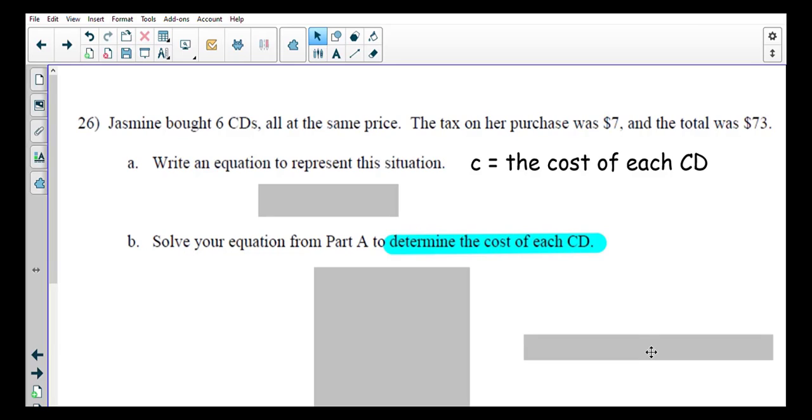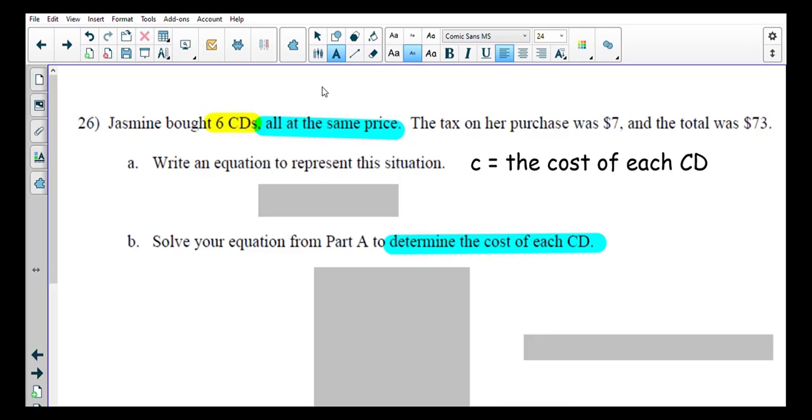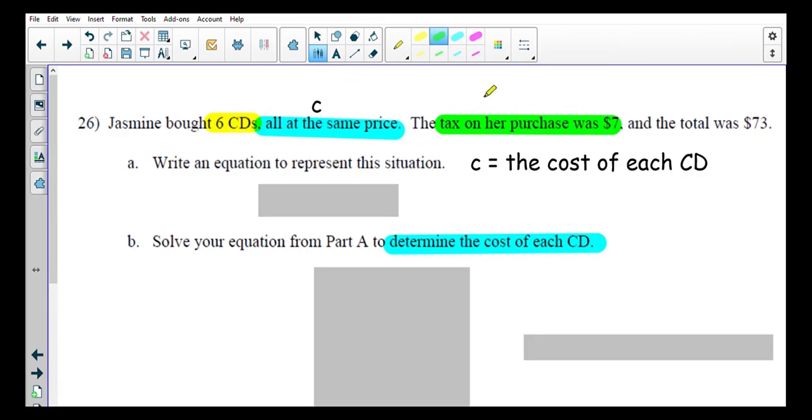Now, to write an equation to represent this, we know that she's purchasing 6 CDs, and they're all the same price. Well, keep in mind that C represents the cost or price of each. We also know that the tax on her purchase was $7. So that's what's going to be added on to the 6C. And the total is the thing that's going to go by itself on the right-hand side. That's 73.